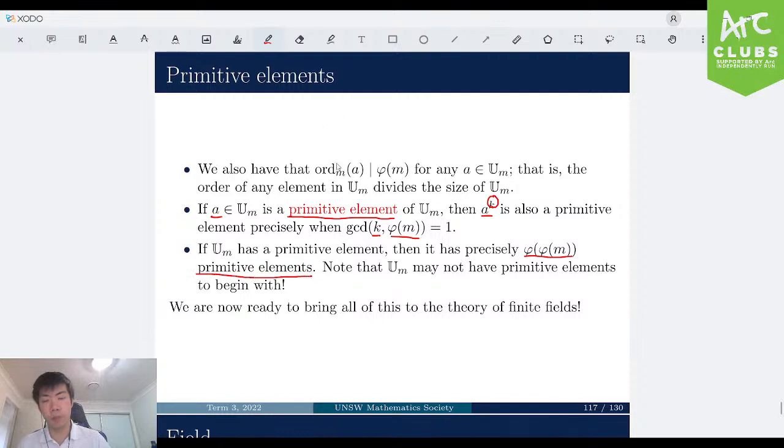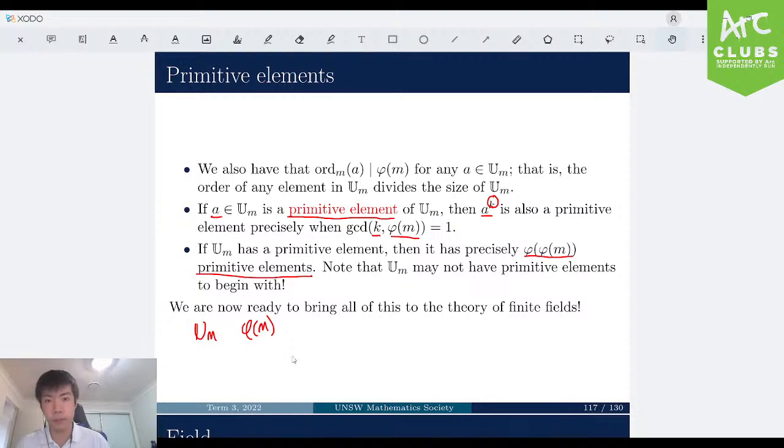All right. Just some intuition on this last one on why this might work. If you have a set UM, then in here you have phi of M number of elements. And now amongst all of these elements, you need k to be co-prime to phi of M, so then you have phi of M primitive elements.